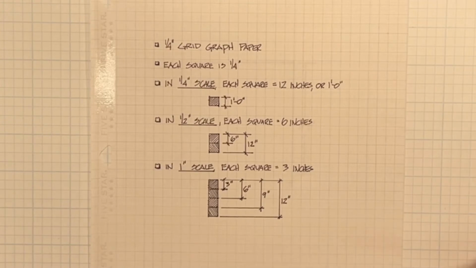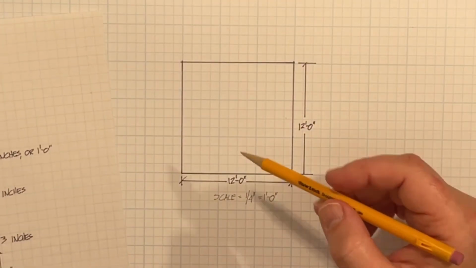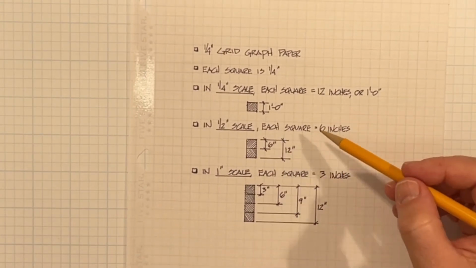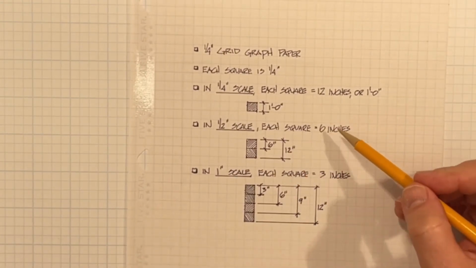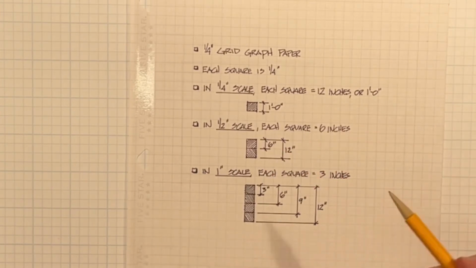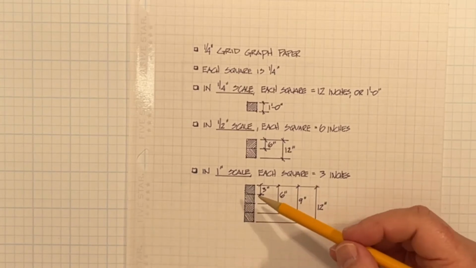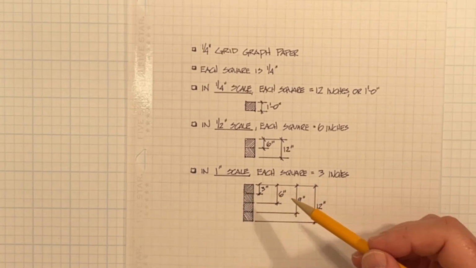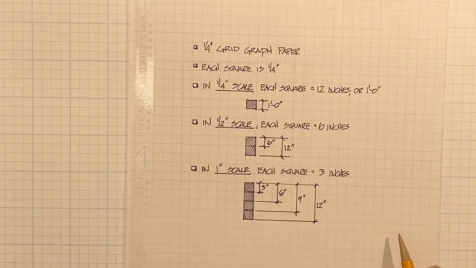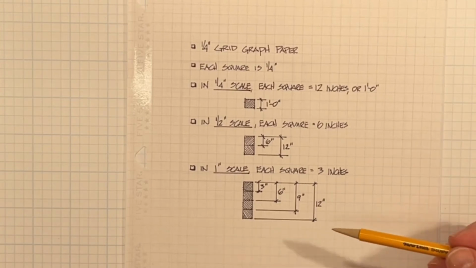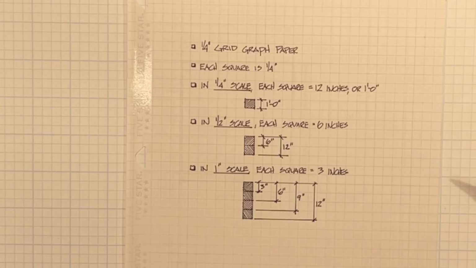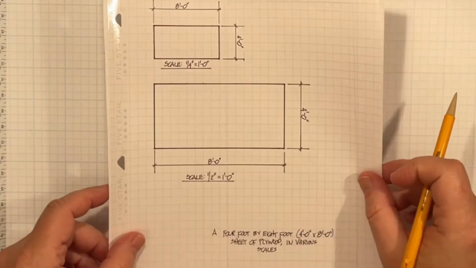Or if we wanted to make a drawing twice this size, we could use 1/2 inch scale, where each square represents 6 inches, or it takes 2 squares to represent 12 inches, and so on. In 1 inch scale, each square represents 3 inches, so it takes 4 squares to represent 12 inches. Generally speaking, the larger the object you're drawing, the smaller the scale needs to be in order to make it fit on the page, or the more detail you can add.